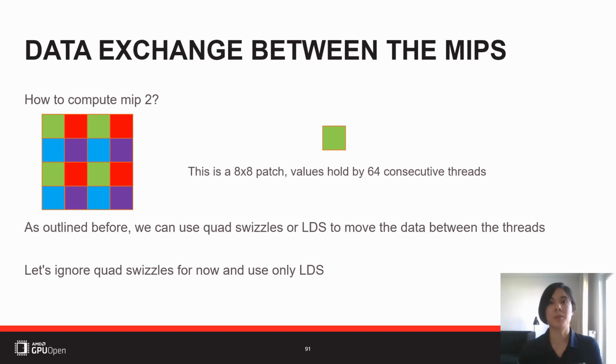And now the question is, how do we compute MIP2? Because we need to reswizzle our data to the threads, because now each thread holds 4 output values. We need 4 output values to compute the next output value for MIP2, but we need 4 output values which are in a 2x2 pattern, and currently our threads don't hold 4 values in a 2x2 pattern, but they are scattered around. So to change that, we can use local data share and potentially also quad swizzles, but for now let's forget about quad swizzles and just use local data share.